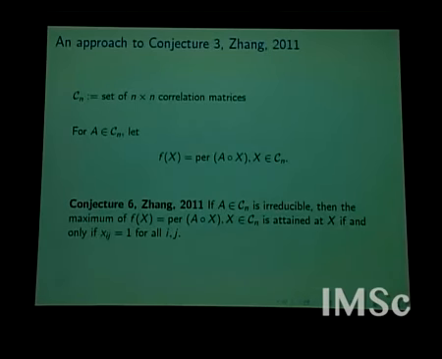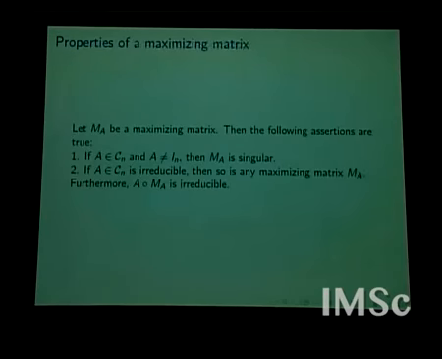Something similar can be tried here. So you can take this function, A Hadamard product X, and this is an equivalent formulation, perhaps if and only if. So you try to maximize this permanent of A Hadamard product X, and if one can show that the maximum over correlation matrices is attained only at the correlation matrix with all entries equal to 1, then the conjecture is proved. And Zhang has made some remarks about a maximizing matrix.